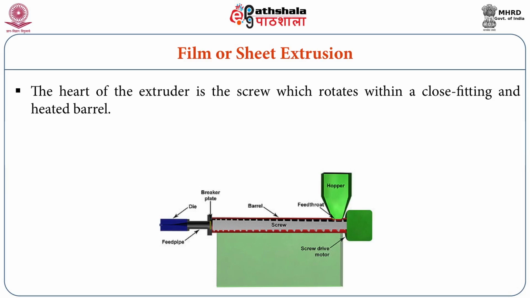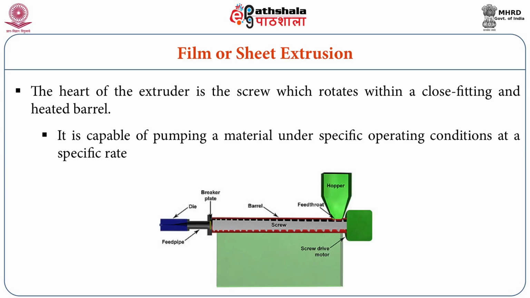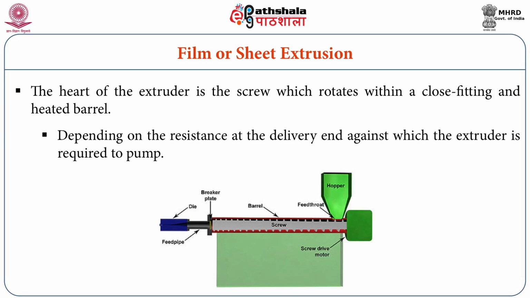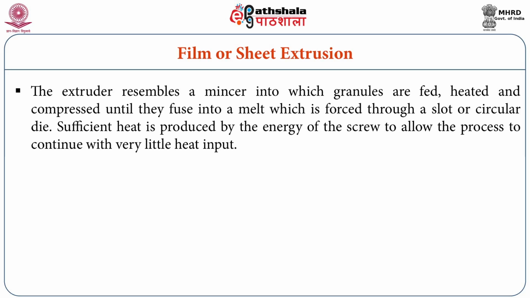The heart of the extruder is the screw, which rotates within a close fitting and heated barrel. It is capable of pumping a material under specific operating conditions at a specific rate, depending on the resistance at the delivery end against which the extruder is required to pump. The extruder resembles a mincer into which granules are fed, heated and compressed until they fuse into melt, which is forced through a slot or circular die.